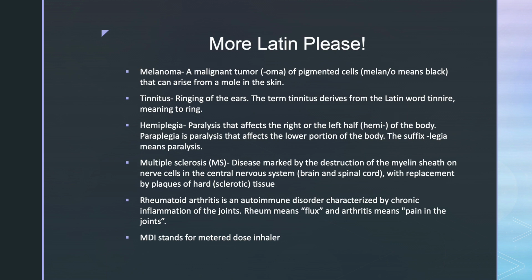I hope that helps. Rheumatoid arthritis, autoimmune disorder, characterized by chronic inflammation. Rheum means flux. So it means the flux and pain of the joints. The idea of flux is an idea of something out of sorts, if you will. Okay. Know that MDI stands for metered dose inhaler. These are common acronyms, common synonyms, common surnames, things of that nature that you need to know.